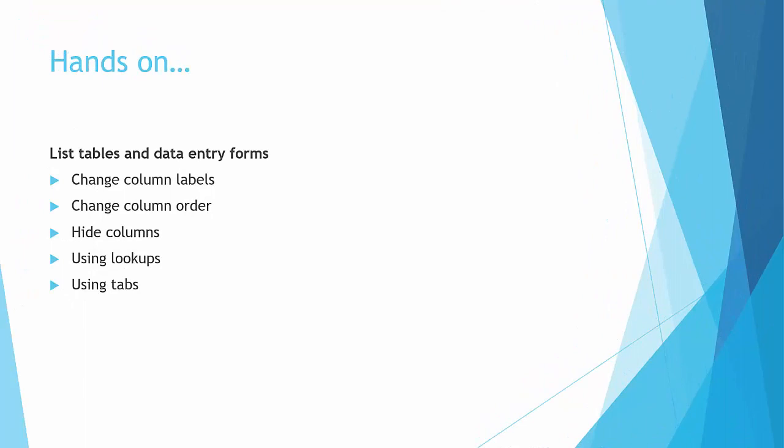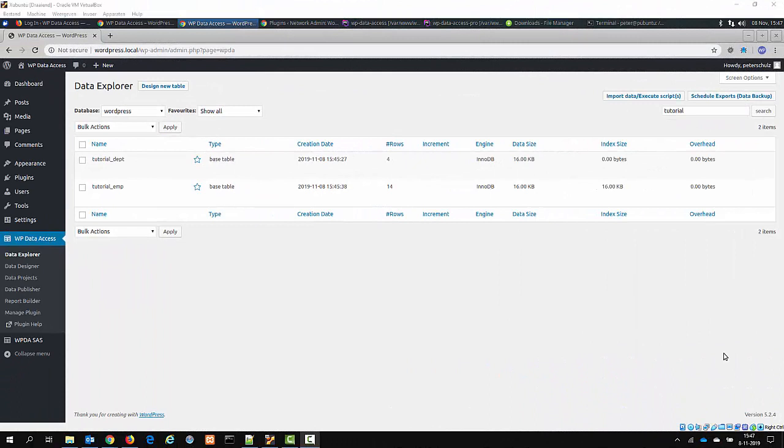Now let's see how this works in real time. I'm going to show you how you can change column labels, change the column order, hide columns, use lookups and use tabs in list tables and data entry forms. For this demo, I created two tutorial tables, a department table and an employee table. An employee belongs to a department, so that allows us to create a lookup from employee to department and a parent-child from department to employee.